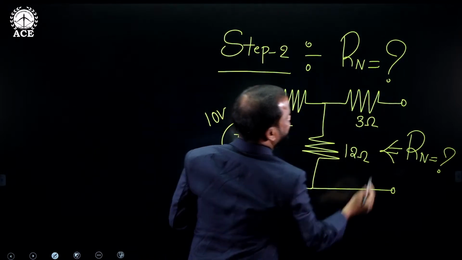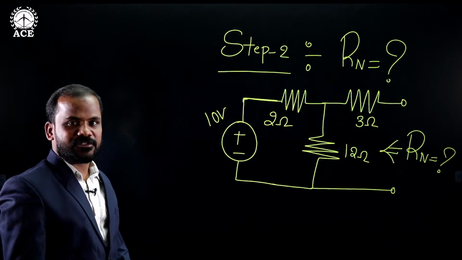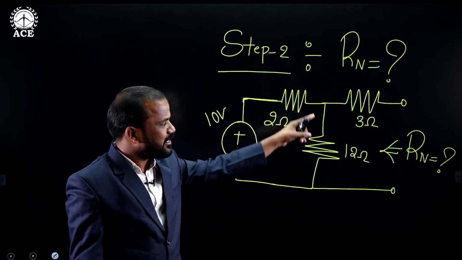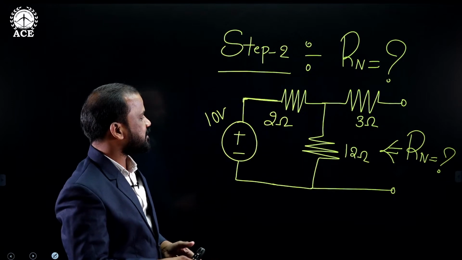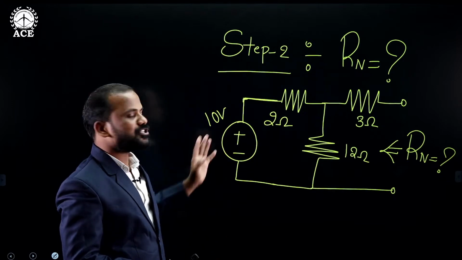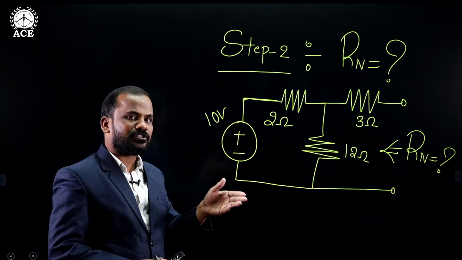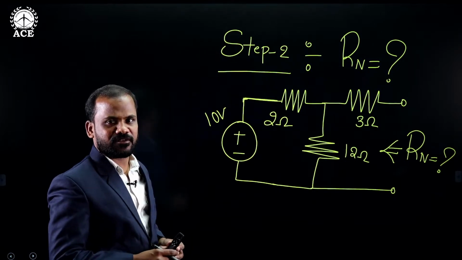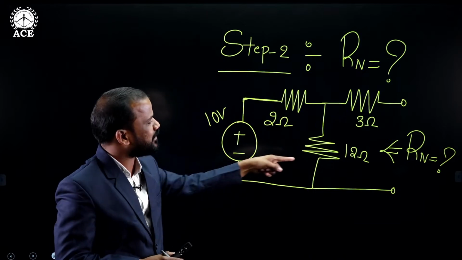So this is 3. Now we need to follow the procedure if you want to calculate the Norton resistance. Whenever we are calculating the Norton resistance, we already discussed voltage source must be short circuited, current source must be open circuited. But we have only one voltage source in the given network.